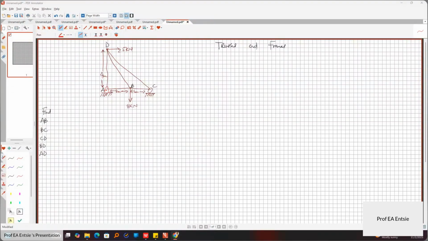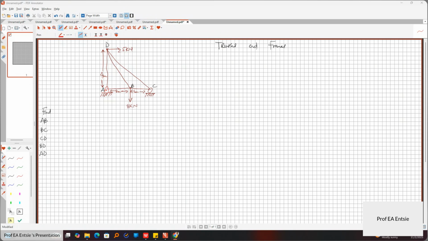All right, so now let's look at trusses and frames. Trusses are structures which are made up of joints and members. Don't forget joints and members. We will look at what members are and what joints are. In the members, there are forces.